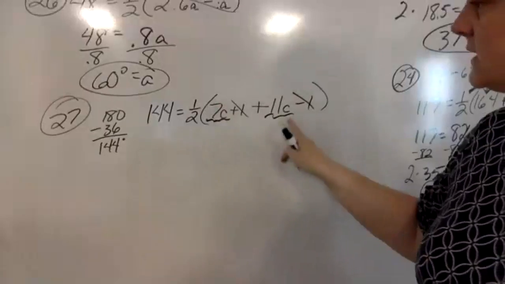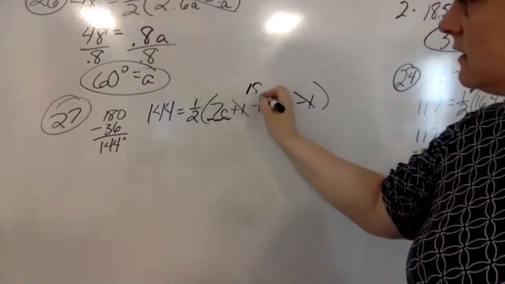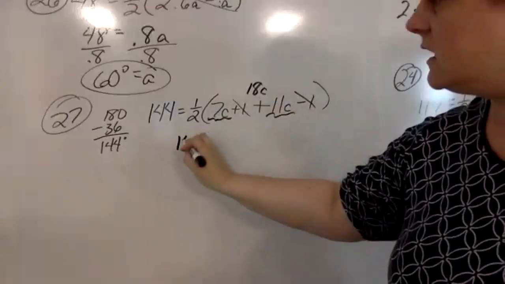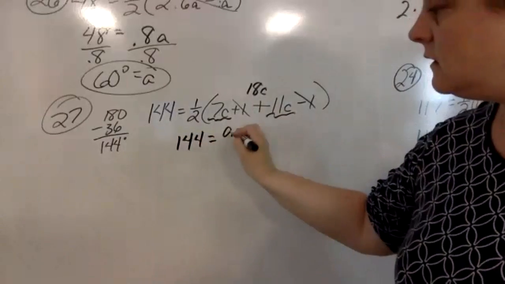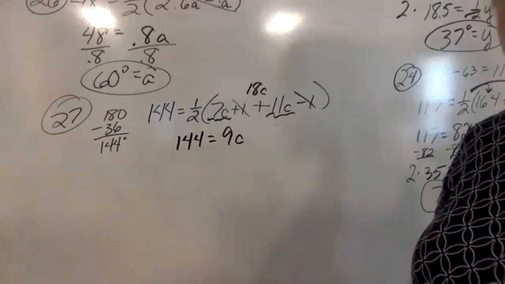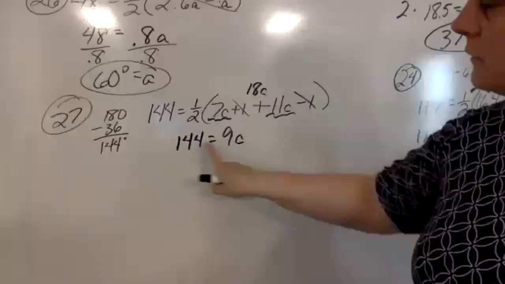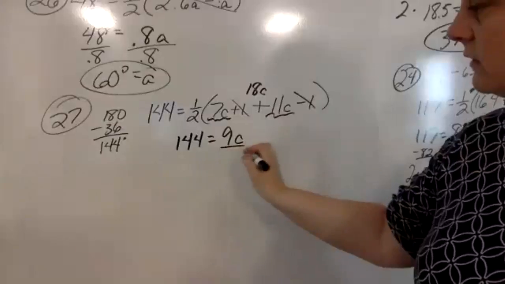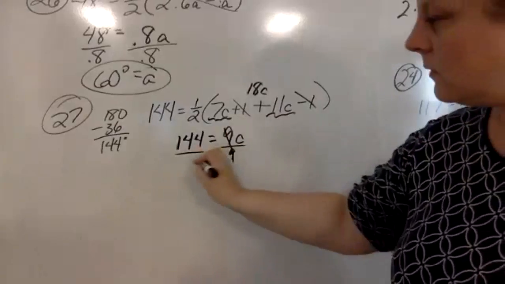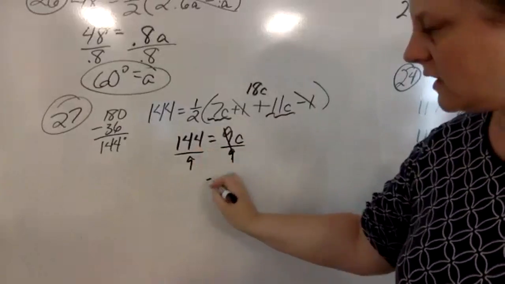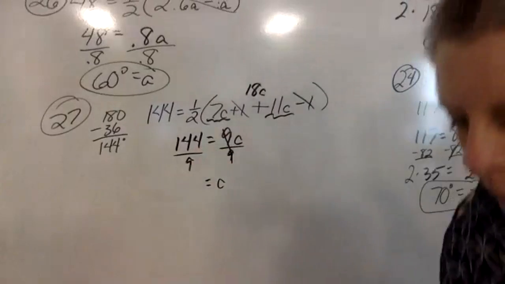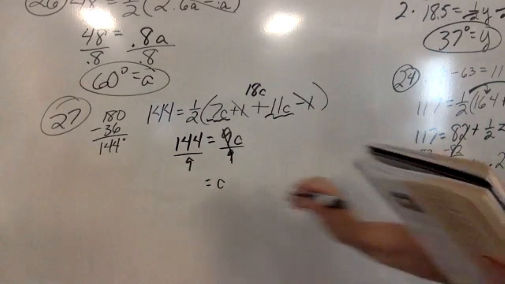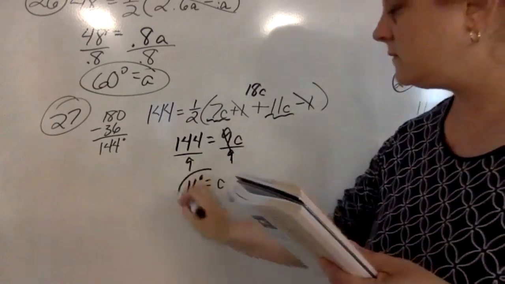So 7 plus 11 is 18C. So I have half of 18, which is 9. So I have 144 is equal to 9C. To finish getting C by itself, we divide by 9. And so you get what for your C on number 27? 16. 16 degrees. Okay.